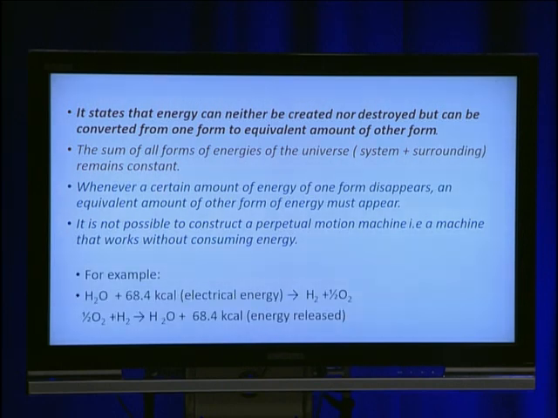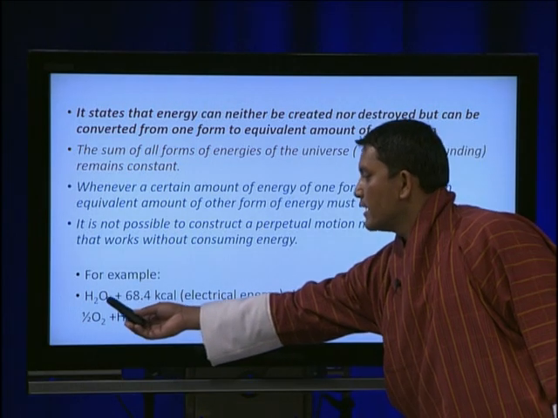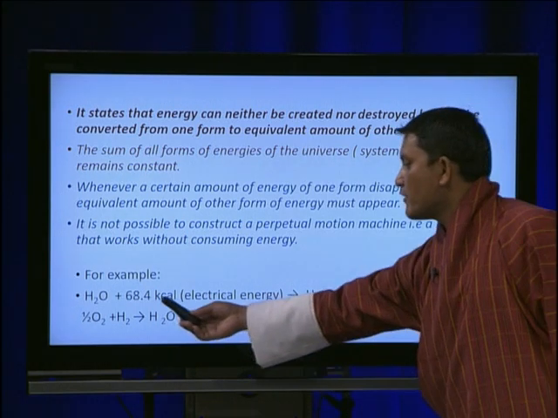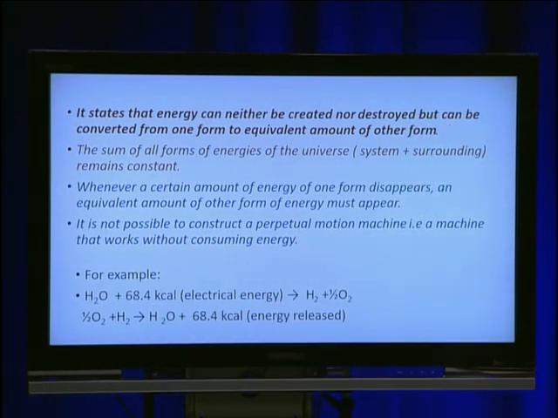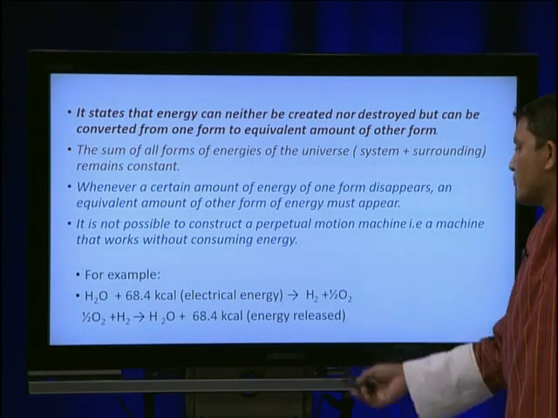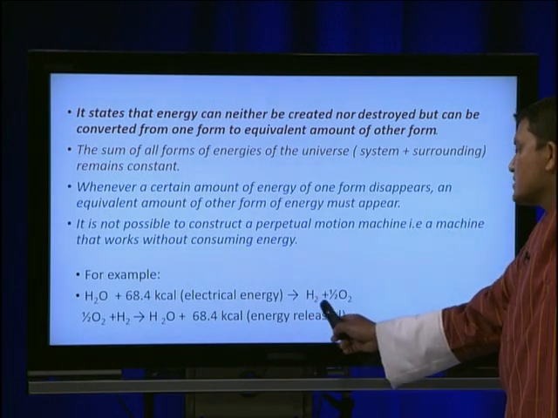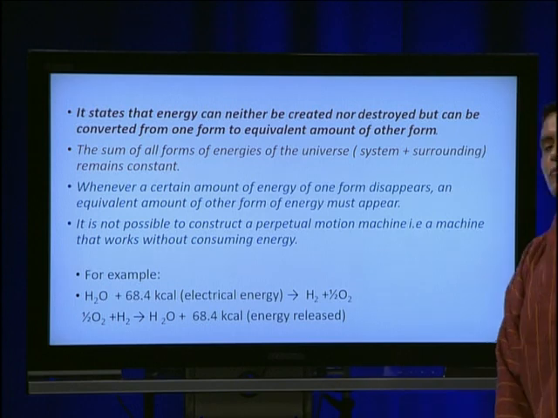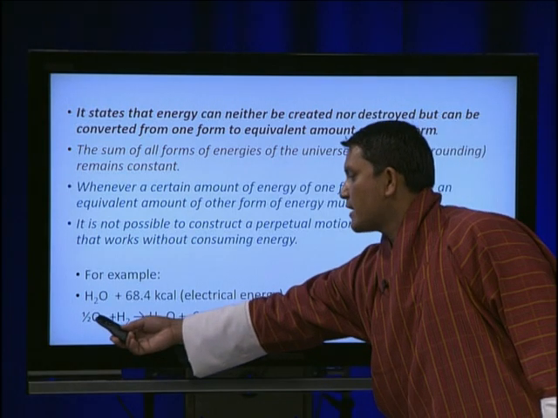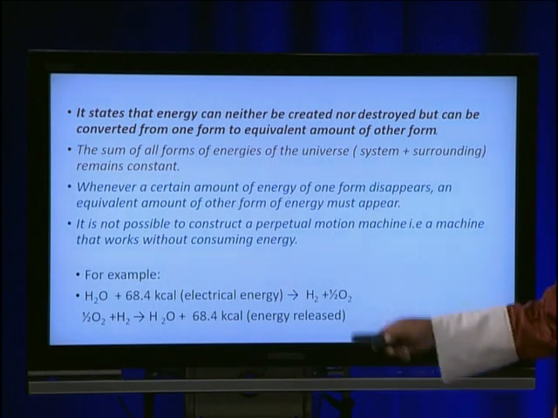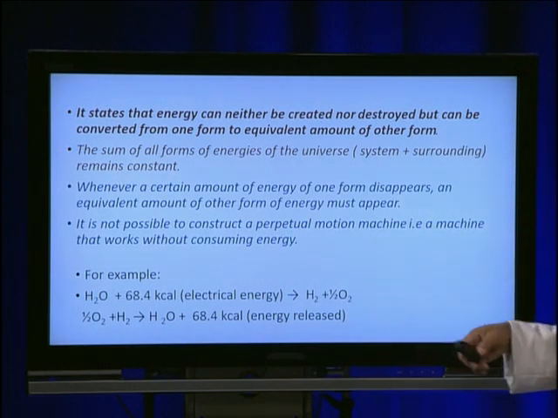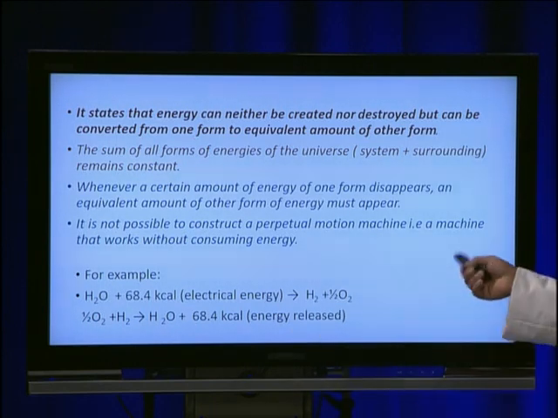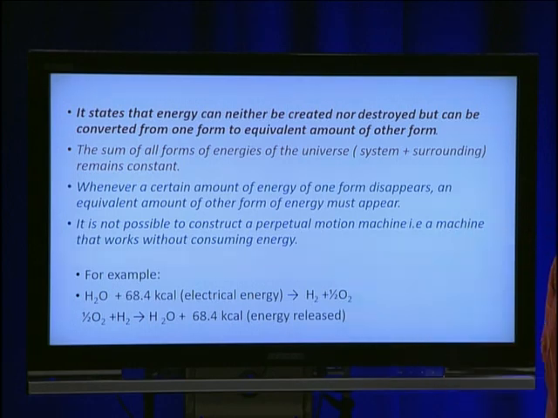Now, for example, if we have water and we have to break down this water into hydrogen and oxygen, then we need energy of, let us say, 68.4 kilocalories. Now, if you reverse the process and make water out of hydrogen and oxygen, the energy will be released. So, in the back process, oxygen plus hydrogen gives water, and energy is released. When we look at the energy consumed and the energy released in this kind of process, it is always the same. That means there is no destruction nor creation of energy in the process. So, energy always remains constant.